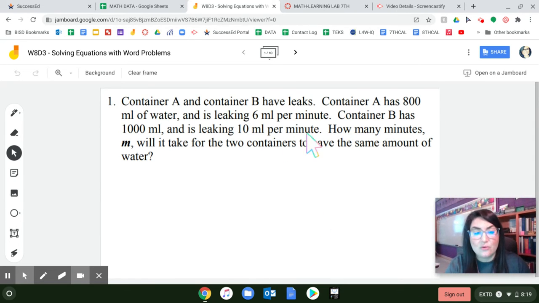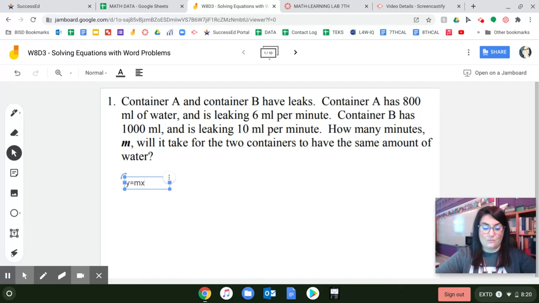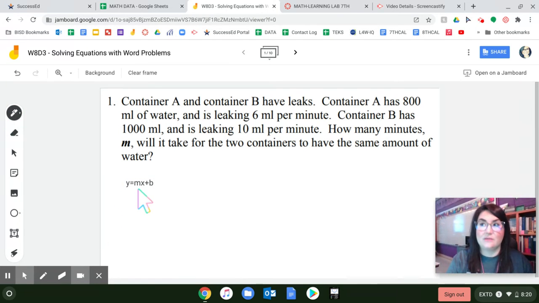Sometimes they're going to give you a word problem like this. This is going to take you back to writing those equations with the changing rate and the rate that is going to be your starting point. So, like your y-intercept. Just like when we were writing equations, y equals mx plus b, where your m is your slope. Okay, so m is your slope. That is the rate that is changing.